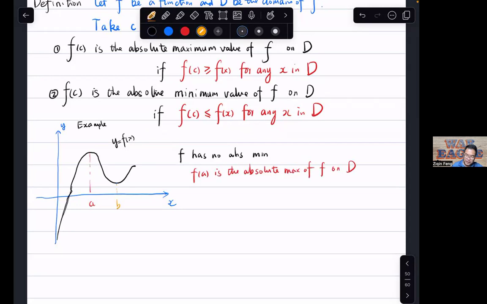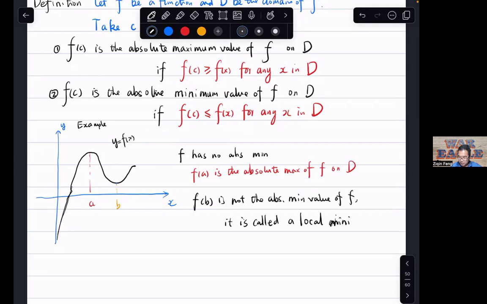So we give a name for that. f of b is not the absolute minimum value of f, but it has some nice properties that we want to catch, right? And it is called a local minimum value of f, right?